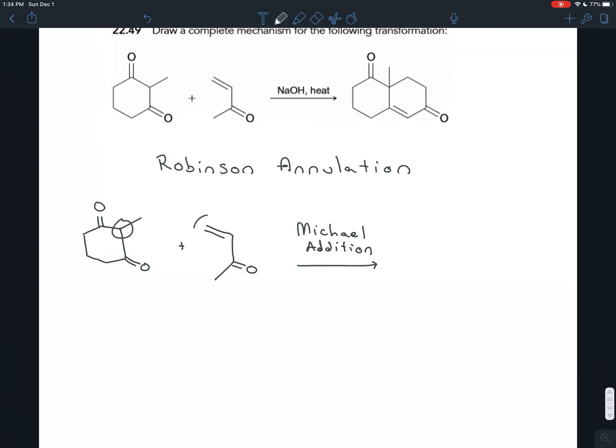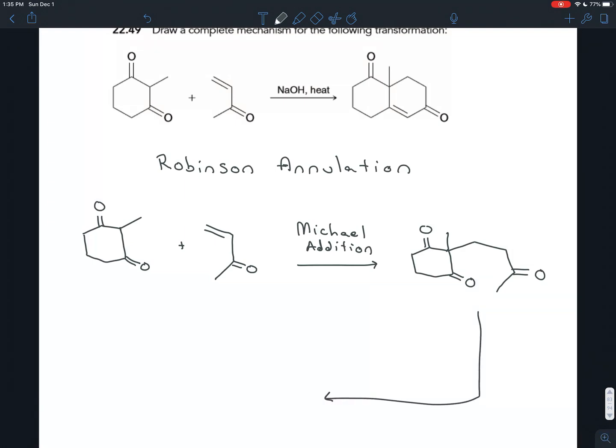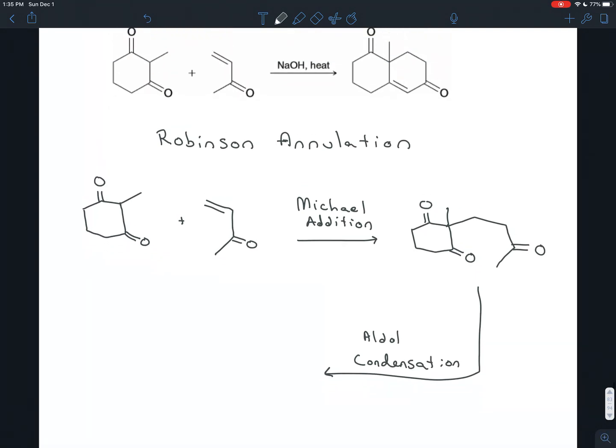that will connect this alpha carbon to this beta carbon, so that we'll have this intermediate here. Notice we've created this bond between the alpha carbon and the beta carbon of the unsaturated system. That's a Michael addition. And then once we have that, we can do an aldol condensation here. So you do the aldol condensation and you'd end up with your product.